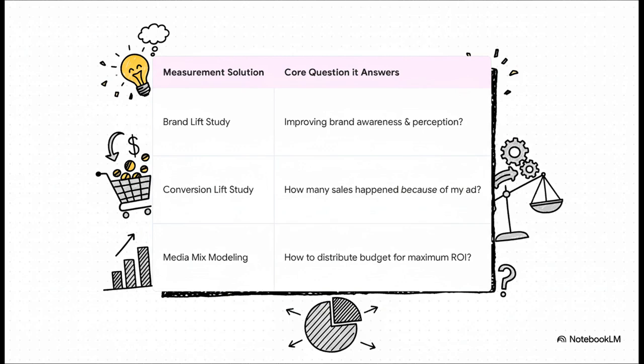And TikTok gives you some really powerful tools for this. You want to know if your ad is actually making people remember your brand? That's what a brand lift study is for. Need to prove how many sales happened only because people saw your ad? A conversion lift study can show you that. And if you want the big picture on where TikTok fits in your whole marketing plan, that's where things like media mix modeling come in. Each tool answers a different, really important business question.